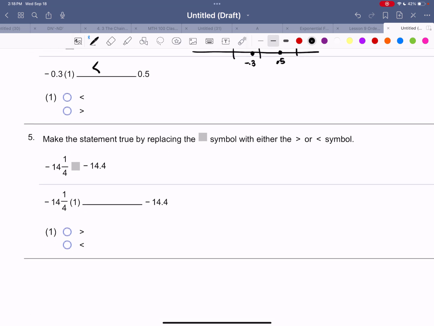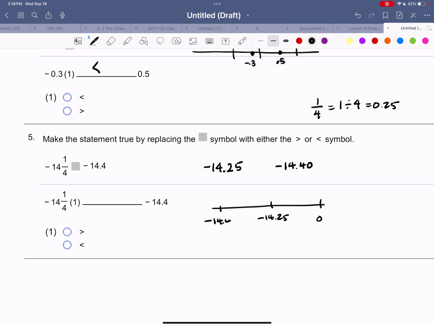-14 1/4. Well, in order to compare that, I need to go ahead and do 1 divided by 4. 1/4 is 1 divided by 4. That's 0.25. So that's -14.25 and -14.4. Now let's make them have a common denominator by having the same number of places past the decimal point. Now as you move from 0, you're going to hit -14.25 first, and then -14.40.